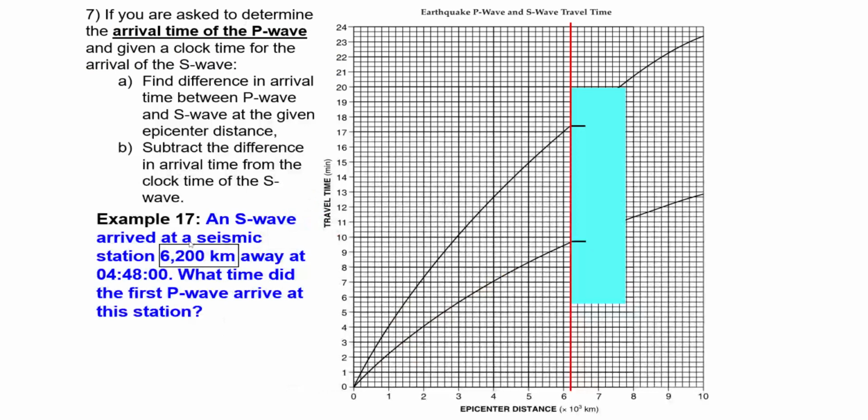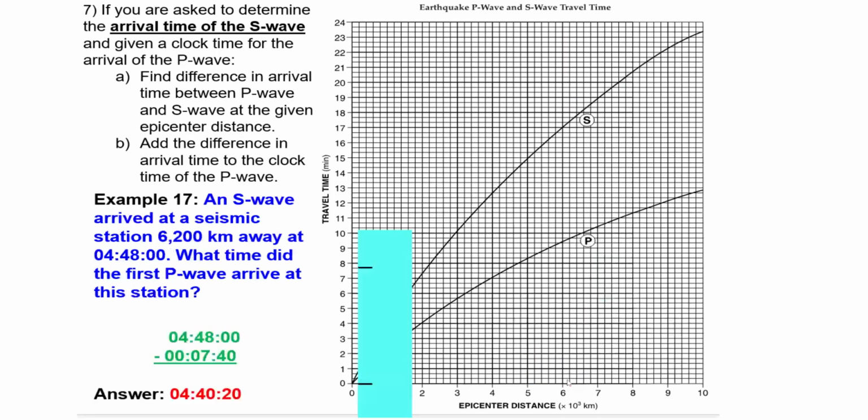An S wave arrived at the seismic station 6,200 kilometers away. So use your scrap paper to align it at 6,200. That's the distance that's given to me. And I'm going to make a line at the P wave and make a line at the S wave where they intersect with my scrap paper. Now, to find out the time difference between my P and S wave at this distance, I take my scrap paper to my y axis and align it with 0. And I see that the time difference of arrival between the P and S wave when they came to the seismic station is 7 minutes and 40 seconds.